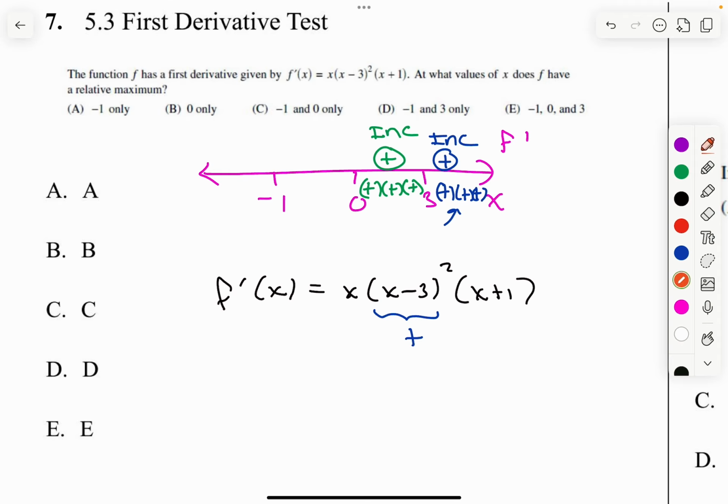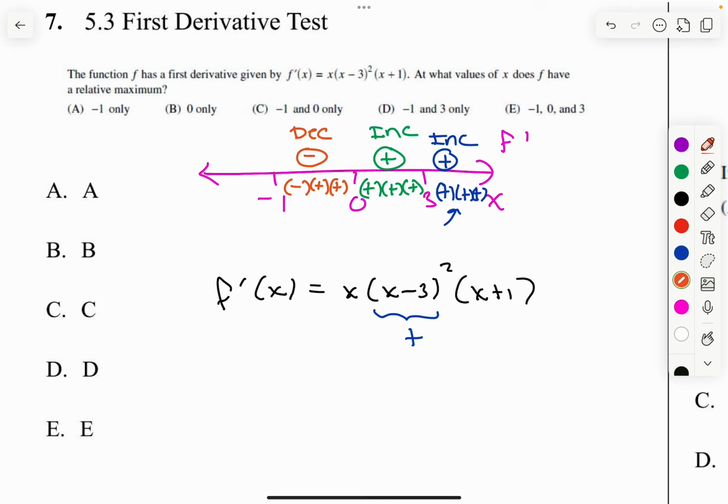Suppose I plugged in negative a half. Negative a half is negative. Negative a half minus 3, squared, we know is positive. Negative a half plus 1 is positive. Here I get a negative.